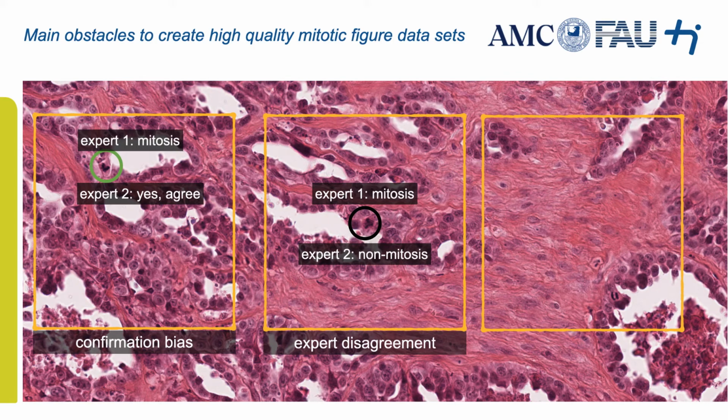Lastly, there might also be just plainly undetected events, so that the first expert, even though he screened the image maybe multiple times for those mitotic figures, will not or did not detect these events.